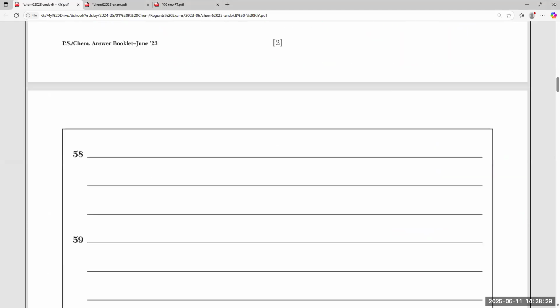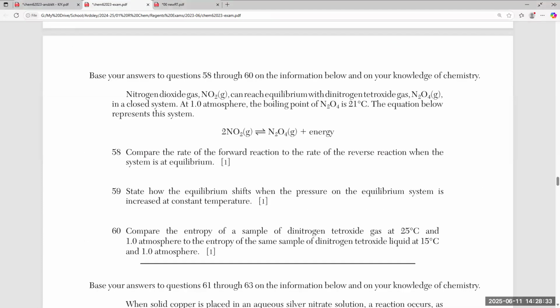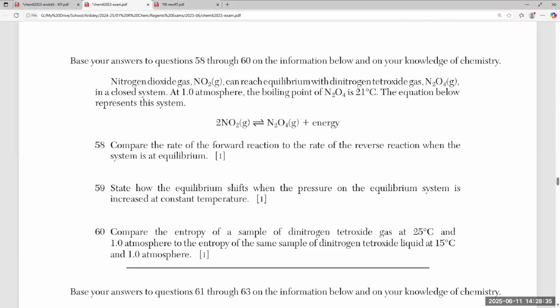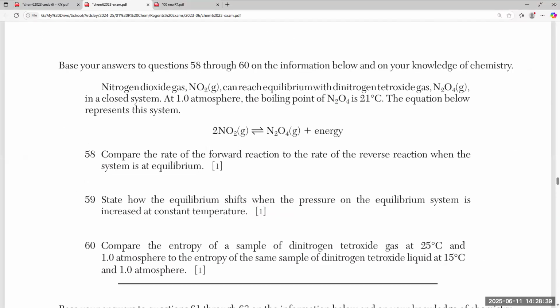Moving on, 58. Nitrogen dioxide gas, NO2, can reach equilibrium with dinitrogen tetroxide gas, N2O4, in a closed system. At 1 atmosphere, the boiling point of N2O4 is 21 degrees Celsius. The equation below represents the system. Compare the rate of the forward reaction to the rate of the reverse reaction when the system is at equilibrium.